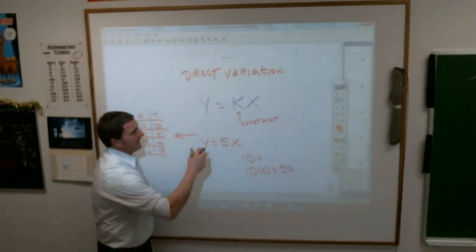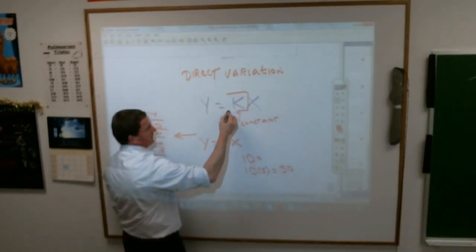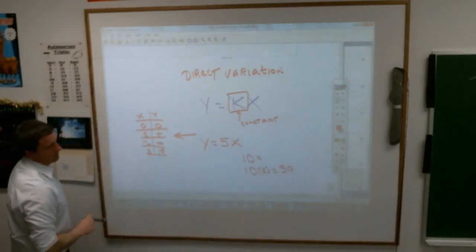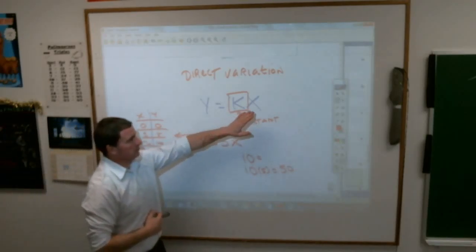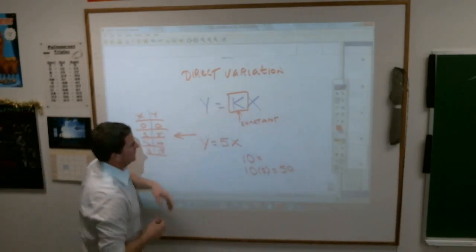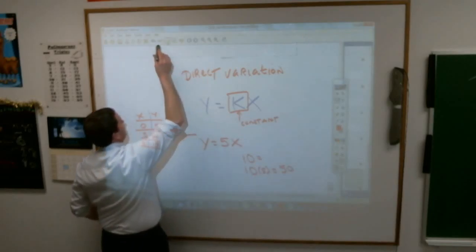So if you can find out what this is, it's going to make your life a lot easier, because then you don't have to make tables and figure all this stuff out. You just know you multiply this by that constant and you get that. That's what we're talking about today.